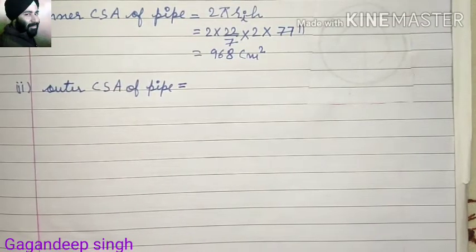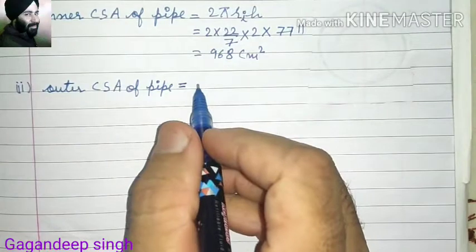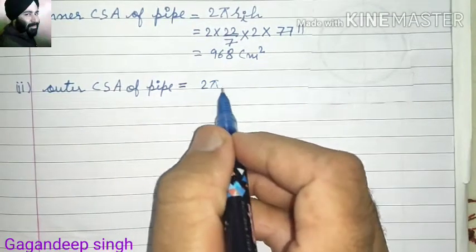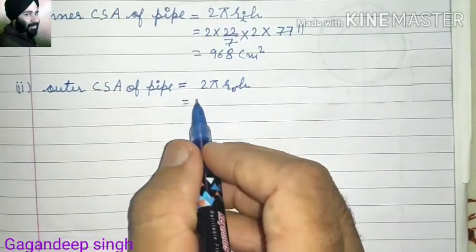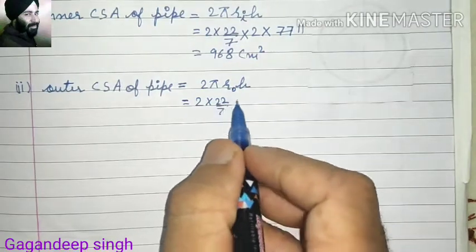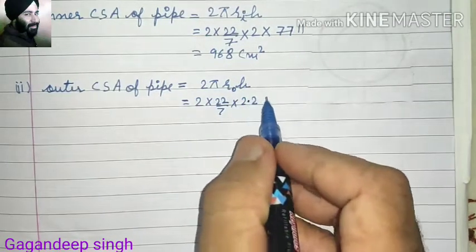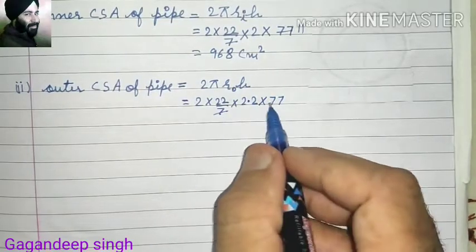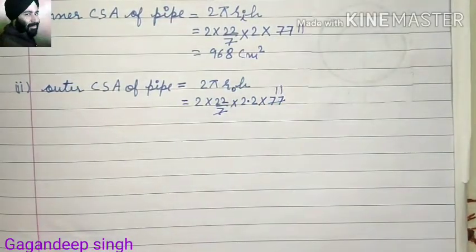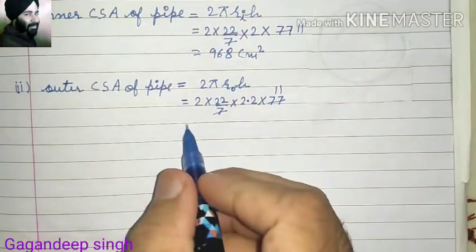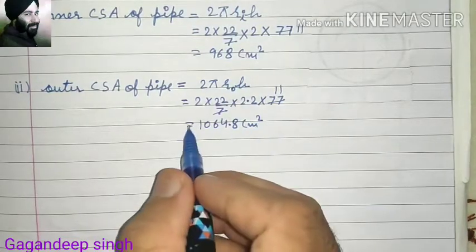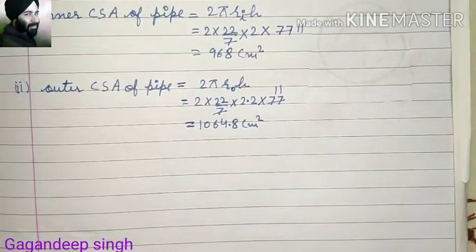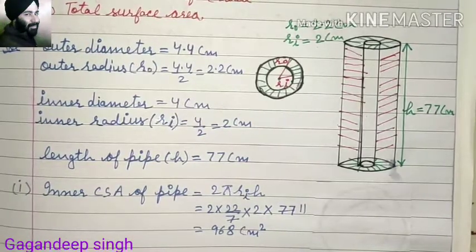Now for the outer CSA of the pipe we will write the formula 2 pi RH, and outer radius we will consider, so I write Ro. 22 by 7, outer radius is 2.2 centimeter and height is 77. 11 sevens are 77 and its product is 1064.8 centimeter square. So outer CSA of the pipe is 1064.8 centimeter square.